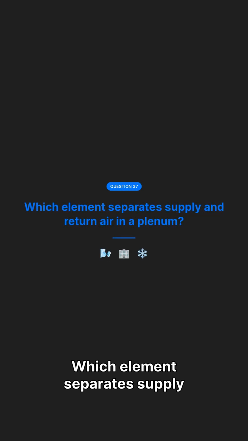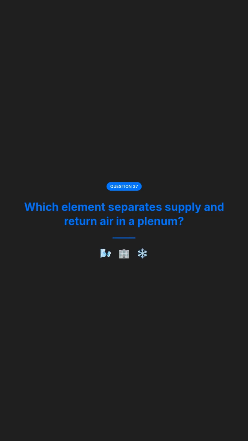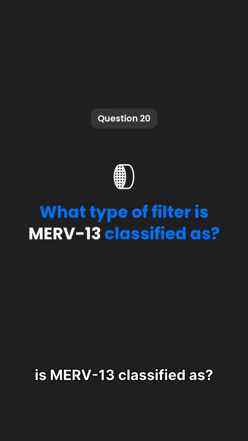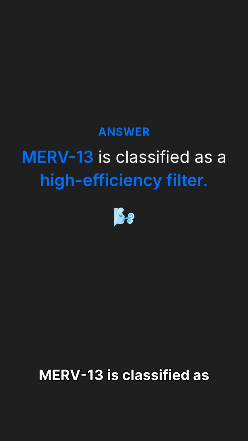Which element separates supply and return air in a plenum? A baffle or partition separates supply and return air in a plenum. What type of filter is MERV 13 classified as? MERV 13 is classified as a high-efficiency filter.